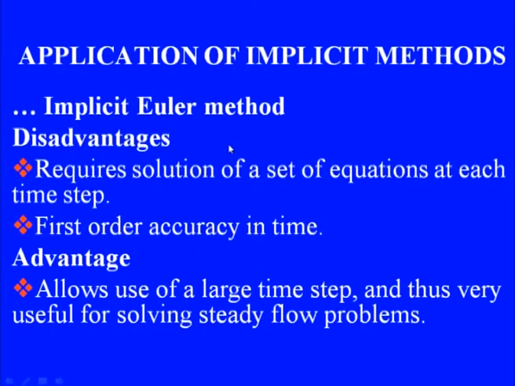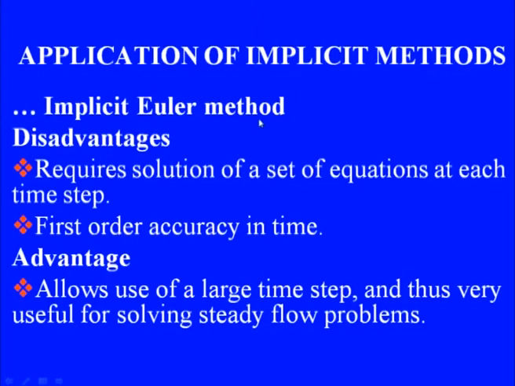So we ought to solve a system of linear equations to get our solution while using our implicit Euler method. So now let us summarize the disadvantage which we will get, that it requires solution of a set of equations at each time step, and please remember our implicit Euler method was first order accurate in time. So that is the disadvantage which we have with this method. Of course, if you want higher order accuracy, we can move on to the Crank-Nicolson method or higher order Adams-Moulton method in time.